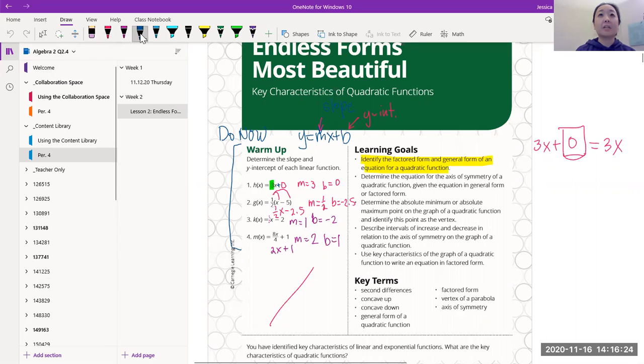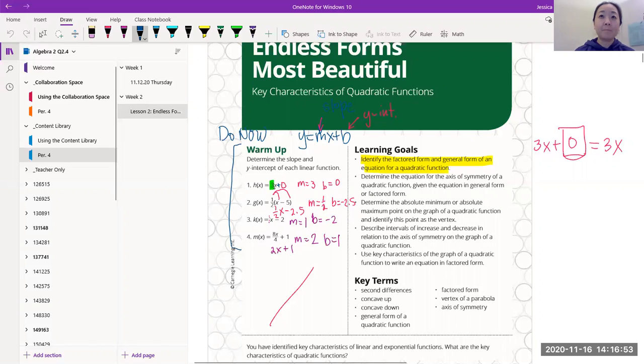If you take notice here, remember this was our do now, and we talked about determining the slope and the y-intercept for each linear function, because all of these make a straight line if you were to graph them. Remember, it's y equals mx plus b. The number in front of the x, i.e. the coefficient, is the slope, and the number that's by itself is your y-intercept. All right, so then if we took a look at this.